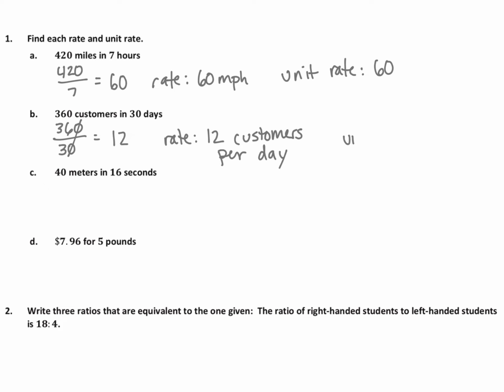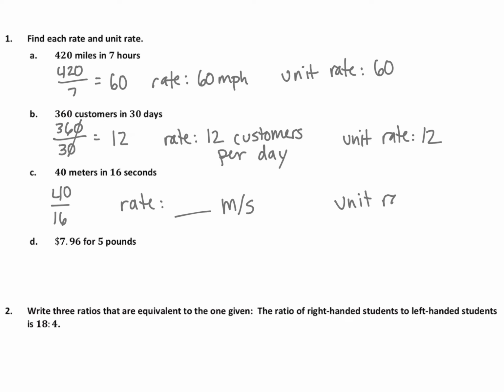This one is going to be meters per second. So you figure out what the value is of 40 divided by 16, and this one should be meters per second. Sometimes you will see it written as meters per second like that, and then write the unit rate as well.